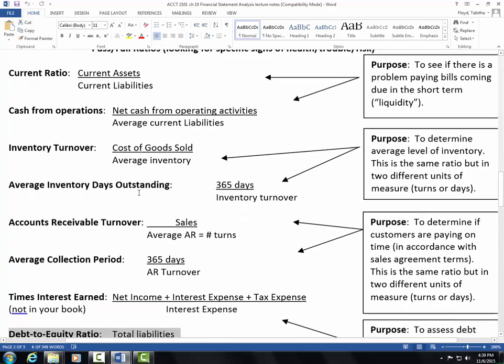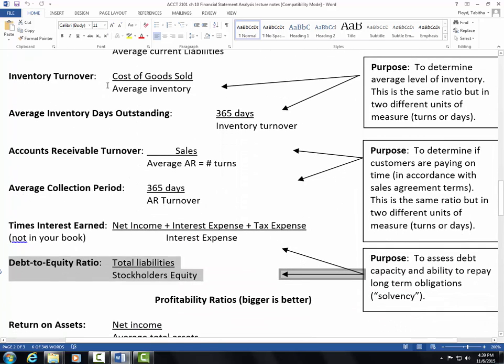Now, let's review inventory turnover. It is very similar to accounts receivable turnover. Both of those are measuring how fast are we turning it over. The number that you get will be turns. So for inventory turnover, if you get a turnover ratio of 5, then that means you're turning over your inventory 5 times during the period. For accounts receivable turnover, it's how many times you're turning over your accounts receivable. So how many times are you collecting your accounts receivable during the year?